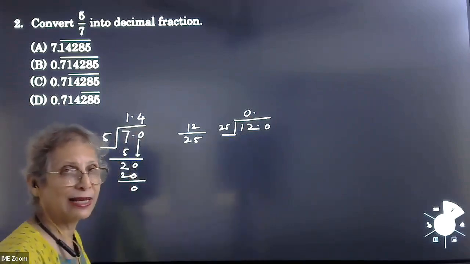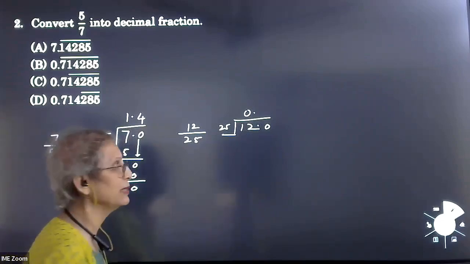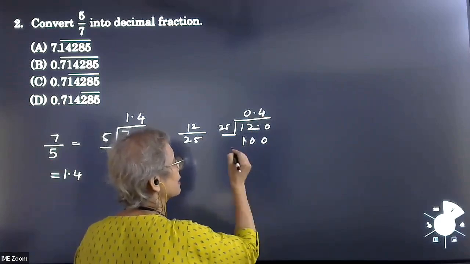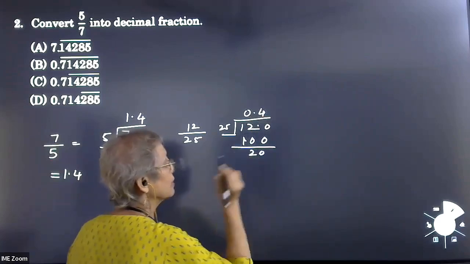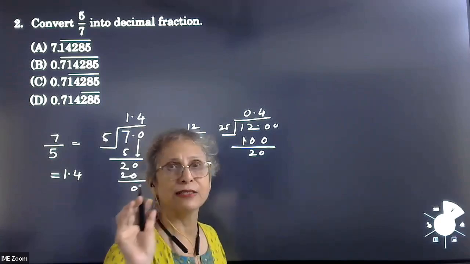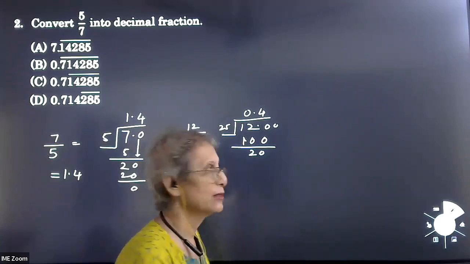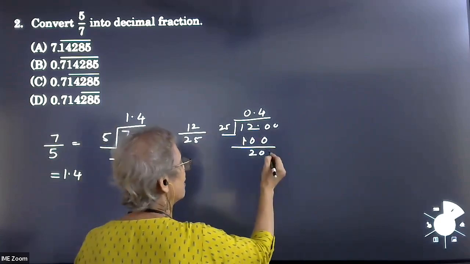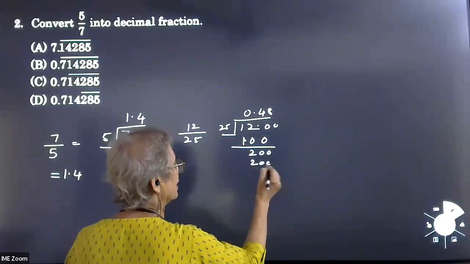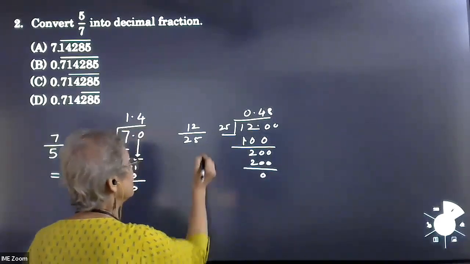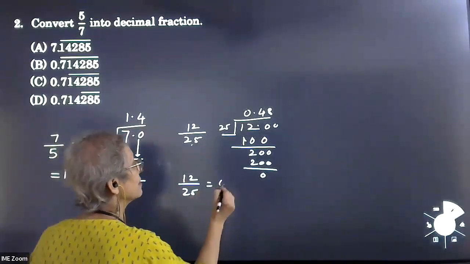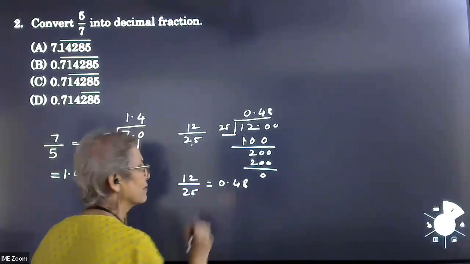Now let us do division as usual. Consider this number as 120. So 25 fours are 100. 0. Again, one more 0. See, after the decimal point, you can go on adding zeros. The value will never change. And therefore, one more 0 I have added. And now it is 25 8s are 200, 0. And therefore, this 12 upon 25 is nothing but 0.48.